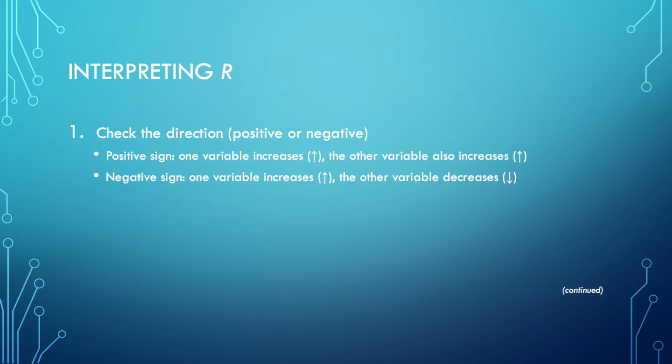So how do we interpret R? The first thing we want to do is check the direction. Is it positive or negative? And if it's a positive sign, one variable increases and the other variable also increases. If it's a negative sign, one variable increases and the other variable decreases. A negative correlation can occur if two measures have opposite scoring scales as well.